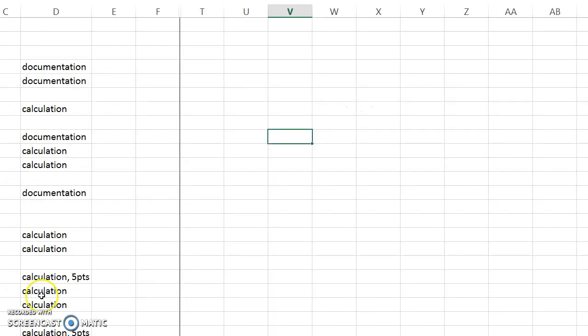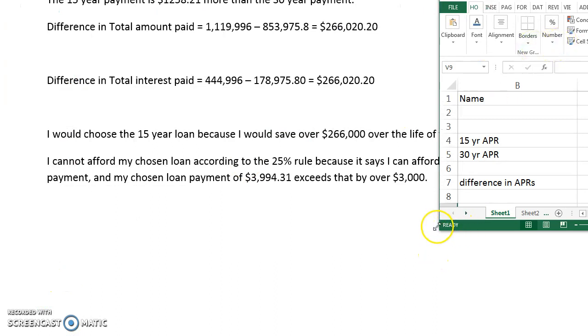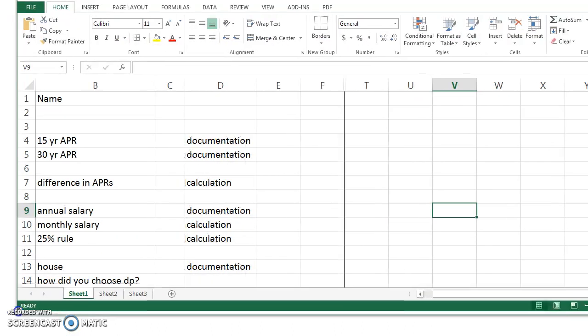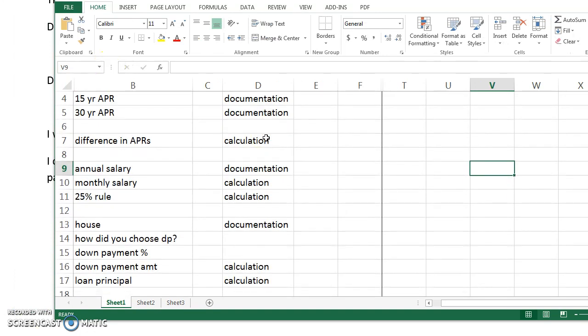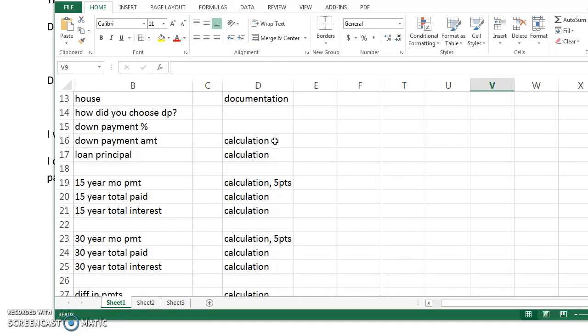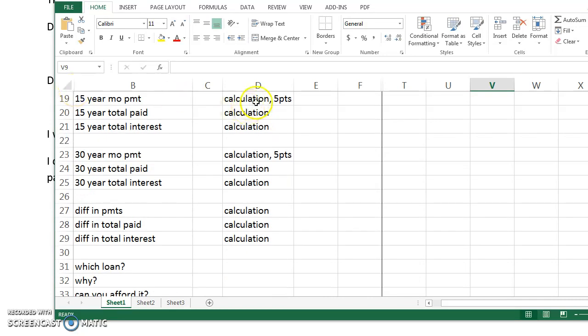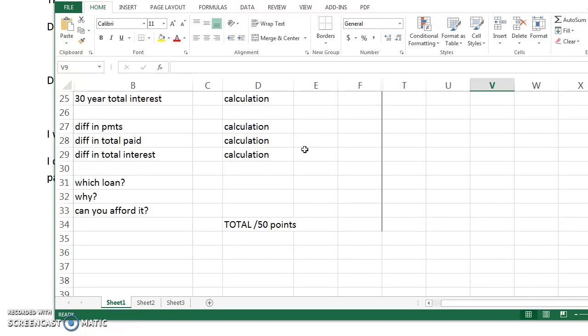One more thing I wanted to show you is the grading rubric that I have also posted along with the project in Blackboard. So you can see I basically made an Excel spreadsheet in which I'm going to hopefully check off each thing that you have done: 15-year APR, 30-year APR, documentation, differences, etc. Everything on here is 1 point except for the monthly payment calculations, which are both 5 points, making up a total of 50 points for this assignment.